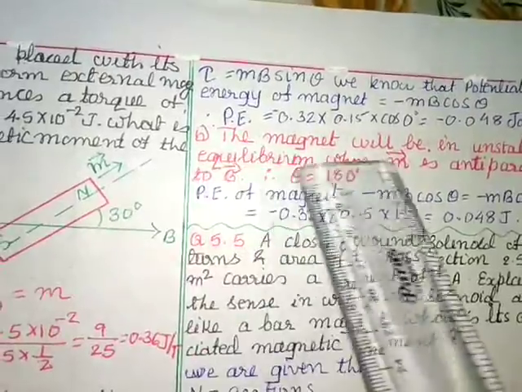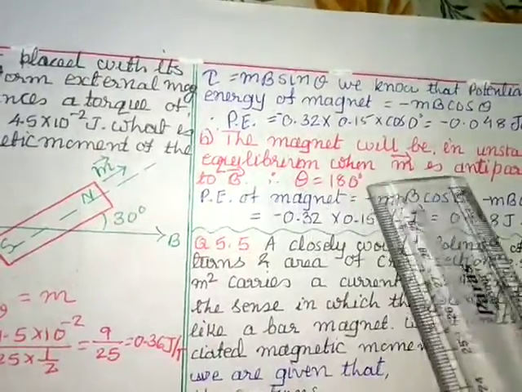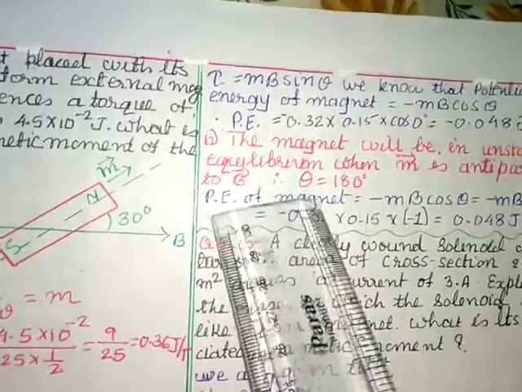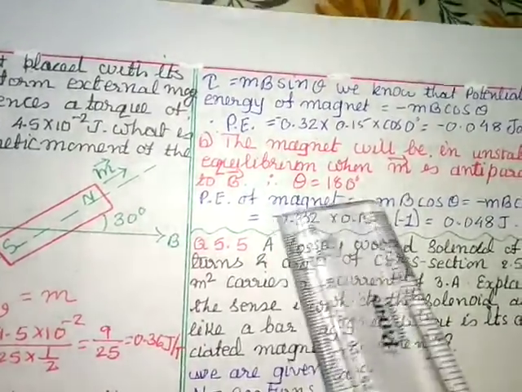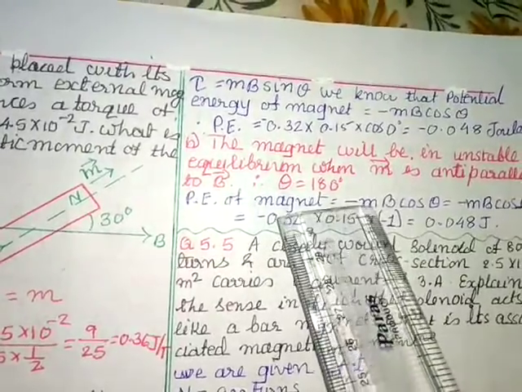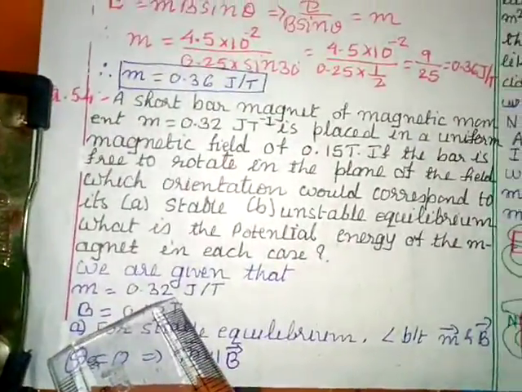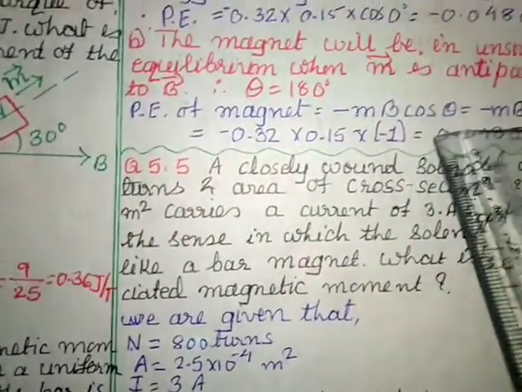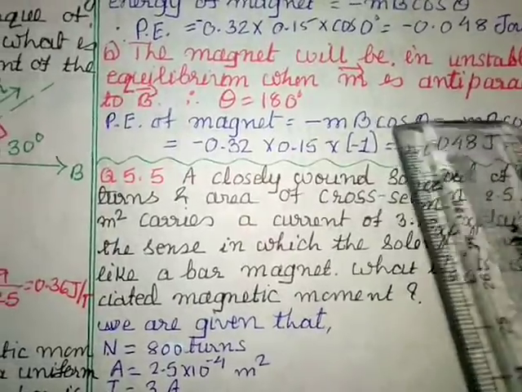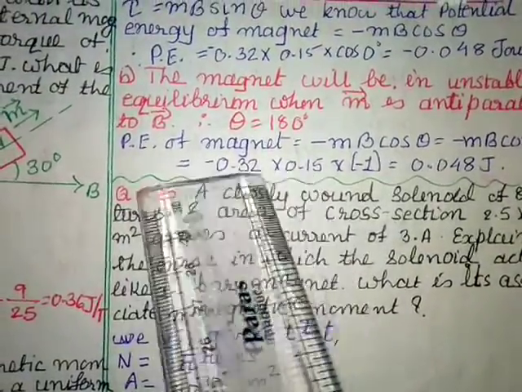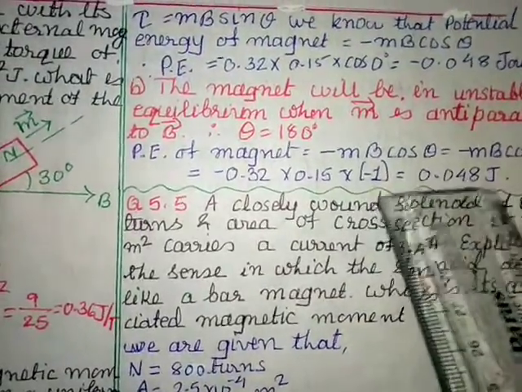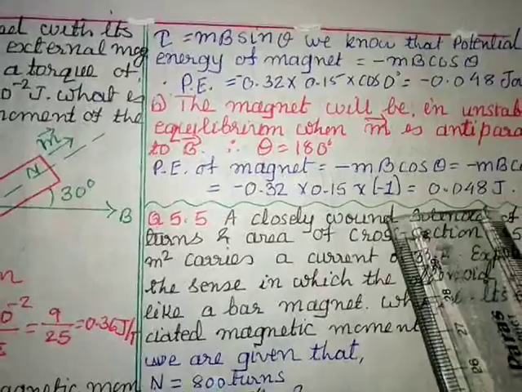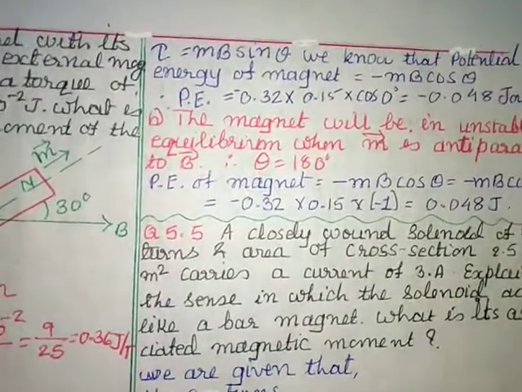Second part, the magnet will be in unstable equilibrium when M is antiparallel to B. Therefore, theta is 180. Potential energy of the magnet is equal to minus MB cos theta. M value is 0.32, B value is 0.15, and cos 180. Cos 180 is minus 1, so I put here minus 1. You place the values, multiply, minus and minus make plus. So you get the value 0.048 joule. So that is the potential energy of the magnet in unstable equilibrium.